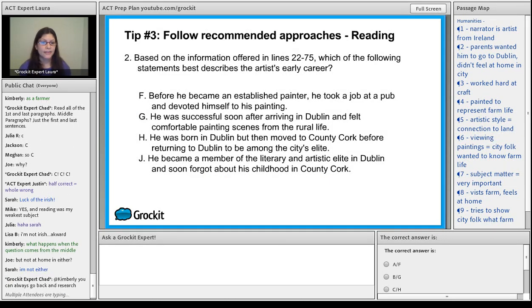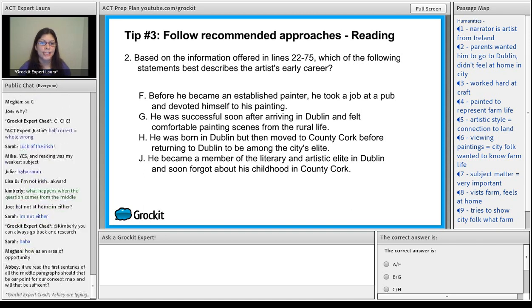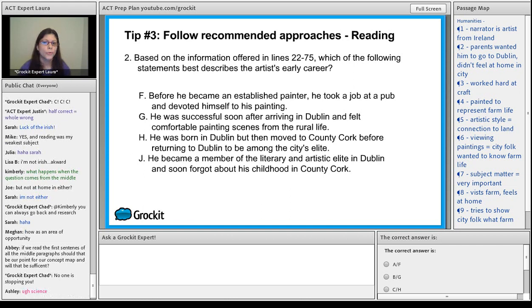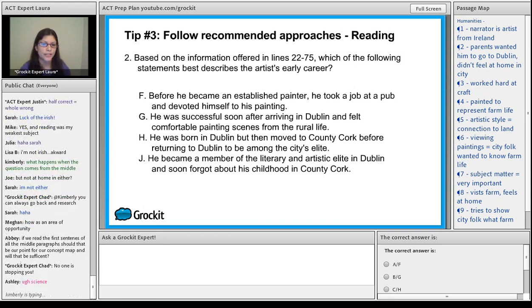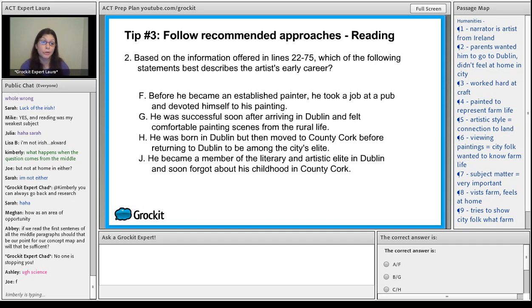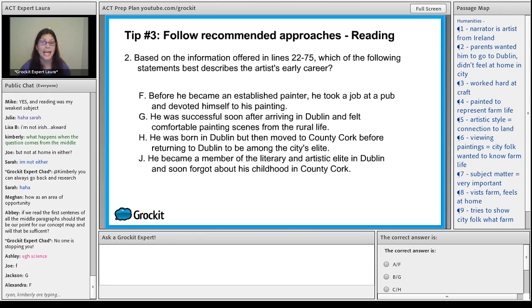So here we have, based on the information offered in lines 22 through 75, that's a big chunk of time here. Which of the following statements best describes the artist's early career? Now, all you have to go off of for today is our notes because you didn't read through the body paragraphs. But one thing you can see in our notes is that he devoted himself to painting, and I can tell you for sure he did work in a pub.